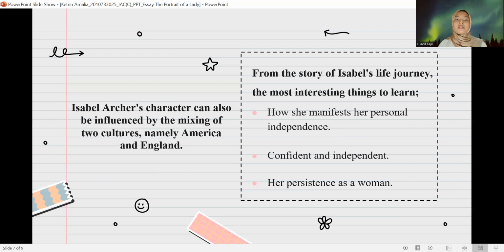She is free. She is freedom. And number three is her persistence as a woman. Even though she is a woman, she is persistent. She risked her life from New York to England to Rome and back to England. She fought for her life.